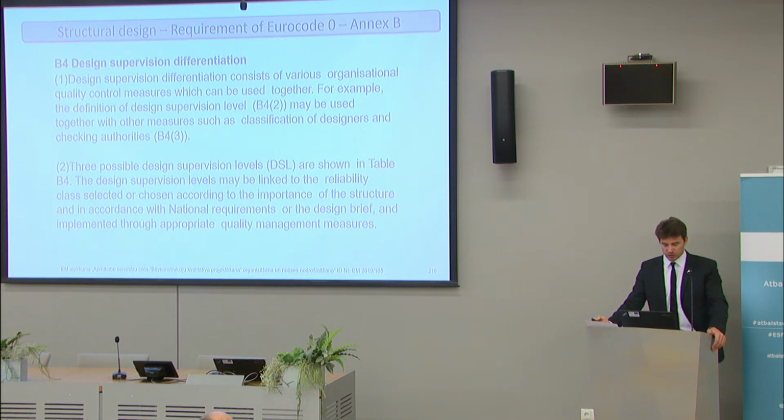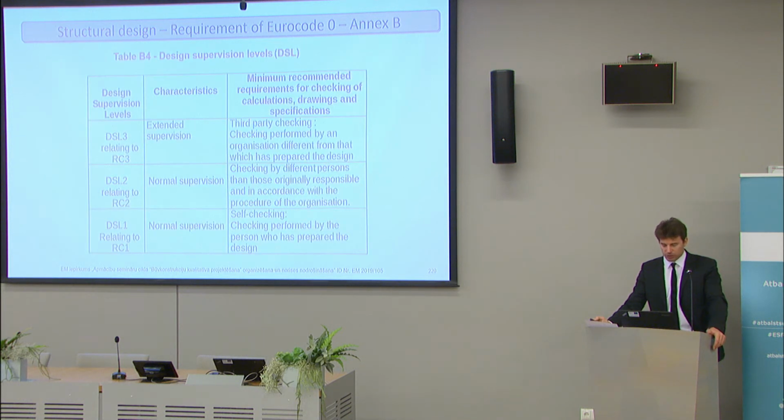Okay, this is design supervision. Differentiation consists of various organizational quality control measures. There are 3 possible design supervision levels. This is related to the person that checks the calculation. These are the minimum recommended requirements for checking of calculations, drawings, and specifications. In Italy, you have to apply the first one to practically every new building. So somebody always has to check your calculation, an external company. Otherwise, you're not allowed to construct anything.